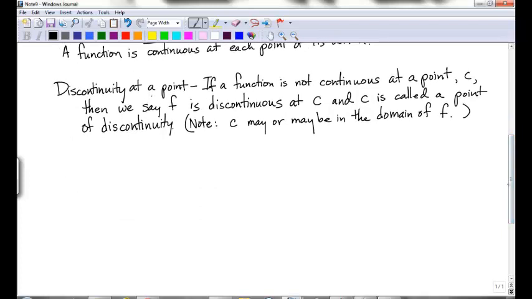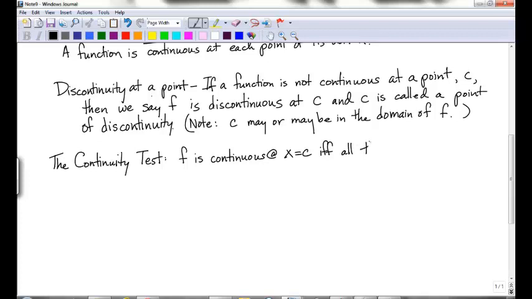Now, I'm going to go through a graph, and every calc book will have basically the same type of graph for the continuity test. The continuity test. f is continuous at x equals C if and only if all three of these are true.